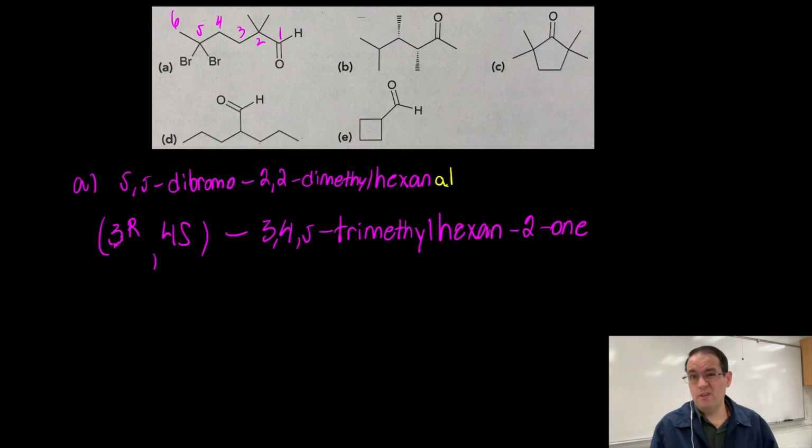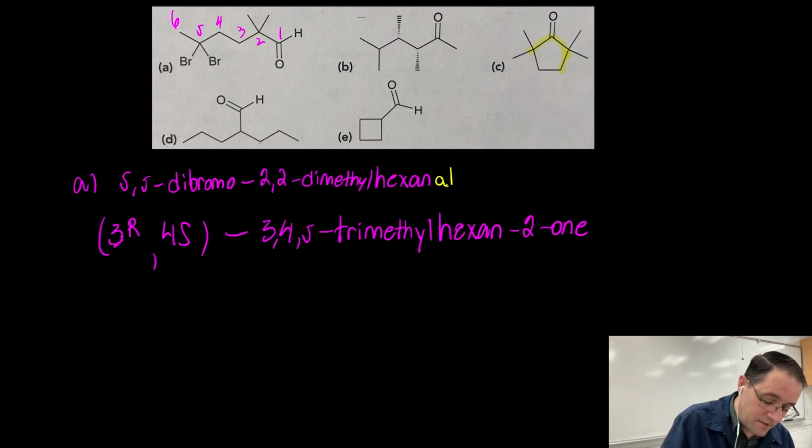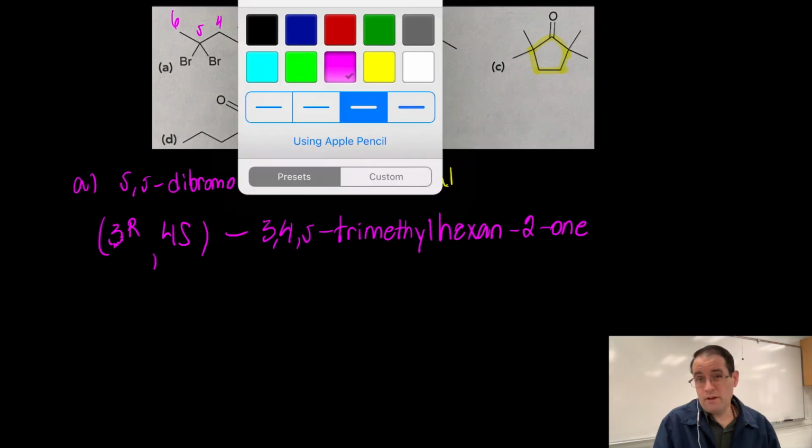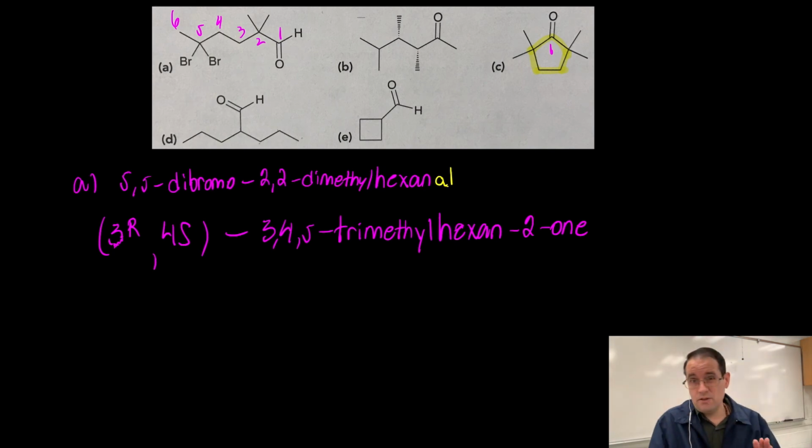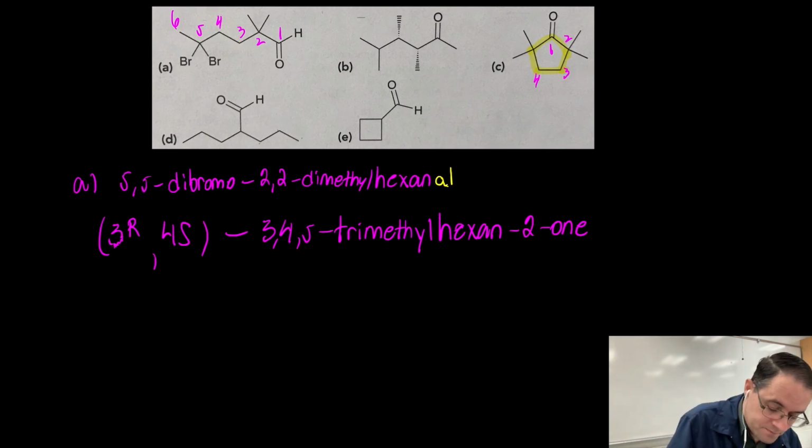It's hard for me to speak and do things at the same time sometimes. Now, molecule C: the cyclic system is the longest chain. So there are 5 carbons in a ring there. So that's going to be a cyclopentanone. And we have 4 methyl groups. Now let's number things here carefully. Remember that if you have a ketone in a ring, we want to position that at the highest priority, carbon 1.